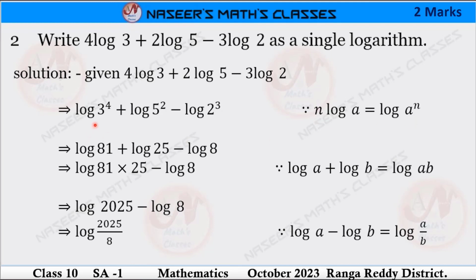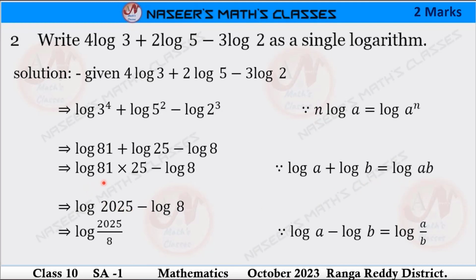Next, log 3 power 4 is written as log 81, and log 5 square is written as log 25, and log 2 cube is written as log 8, because 3 power 4 means 81 and 5 square means 25 and 2 cube means 8. And log 81 plus log 25 is written as log 81 into 25, since by using the formula log a plus log b, we can write log ab.